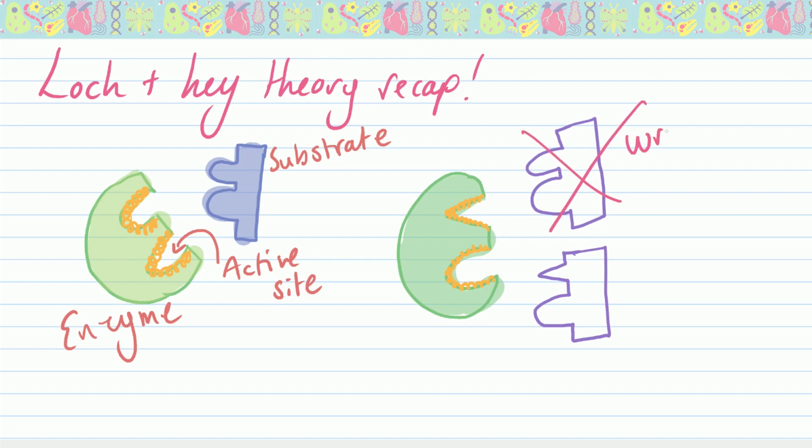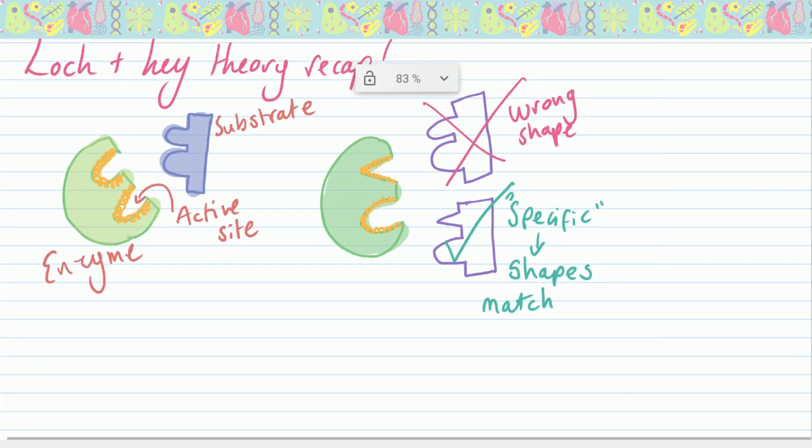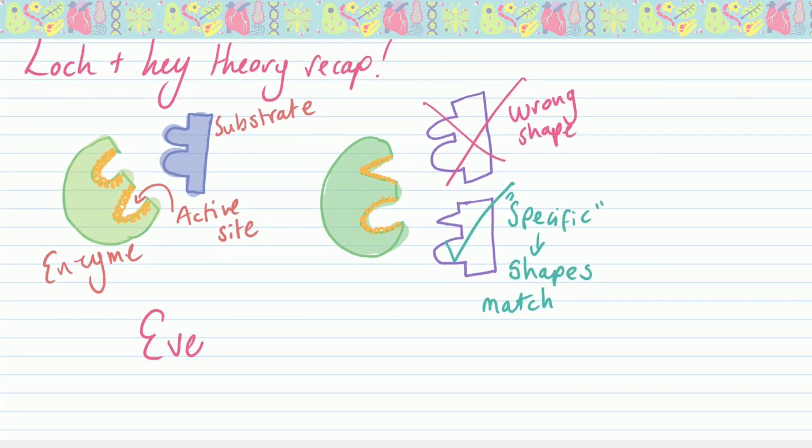So out of these two, the top one isn't going to fit because it is the wrong shape for that enzyme, and the one on the bottom will fit because you've got the triangle on top and the half circle on the bottom, so it's the right shape. And having the correct shape has a special term, we call this specific. Every single enzyme will have a specific shape depending on what it works on. So all the ones in your digestive system are specific for the protein or carb or lipid that they break down.